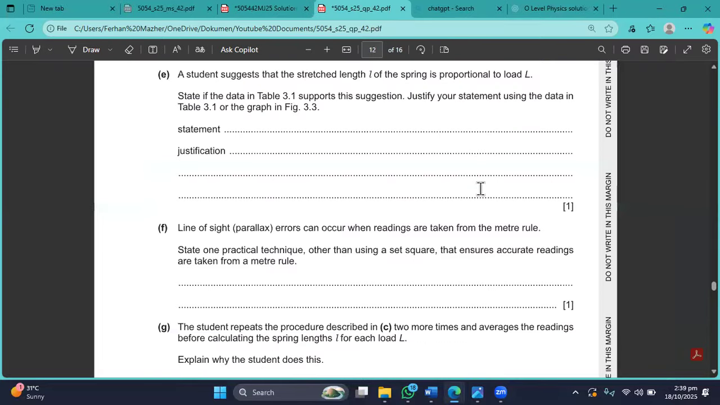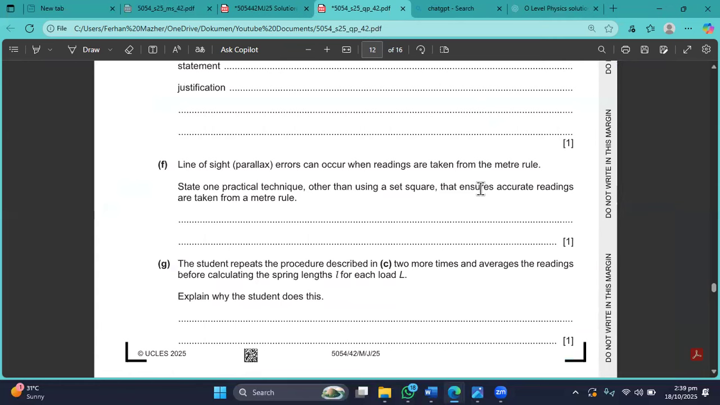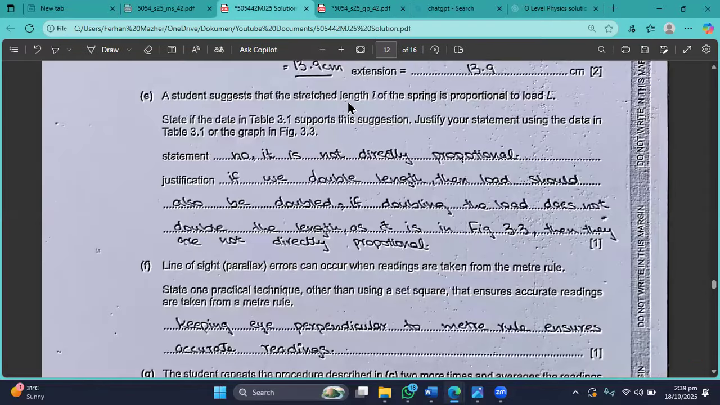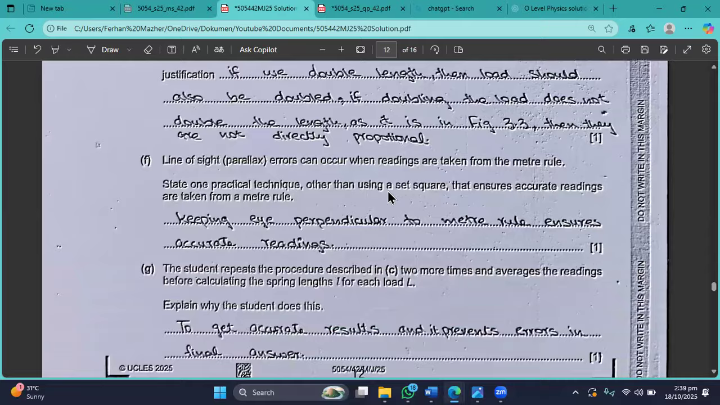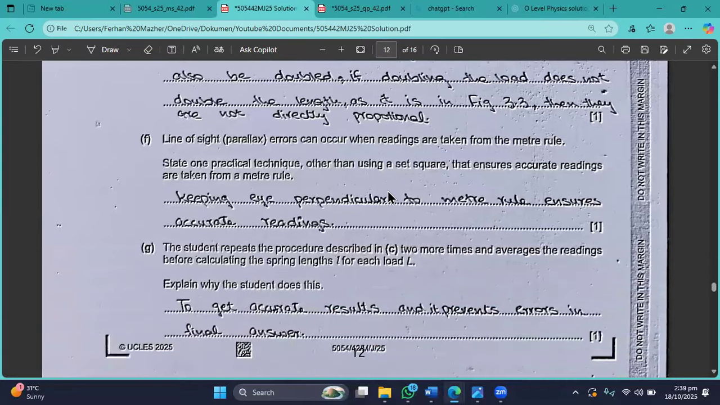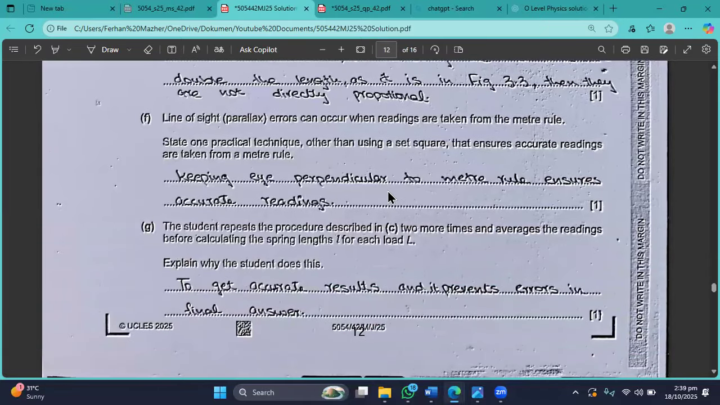Then he says the line of sight. Parallax error can occur when readings are taken from the meter rule. State one practical technique other than using a set square that ensures accurate readings are taken from a meter rule. Your line of sight must be perpendicular to the scale from where you are taking the reading. Keeping the eye perpendicular to the meter rule ensures the accurate reading.